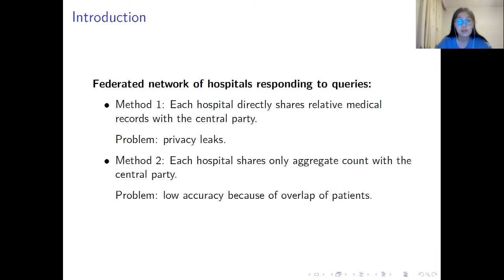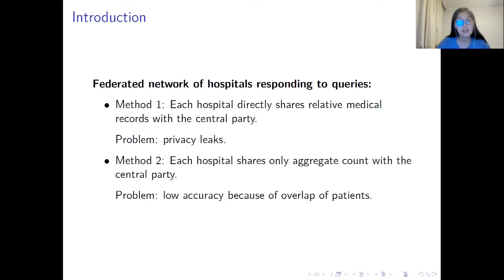The central party sends a query like how many patients have diabetes and sends this query to the hospitals. There are two easy ways for each hospital to answer this question. The first way is that the hospital will directly share the relevant medical records with the central party, like the patient's name, patient's medical records, patient's ID, like social security number, and some other things.